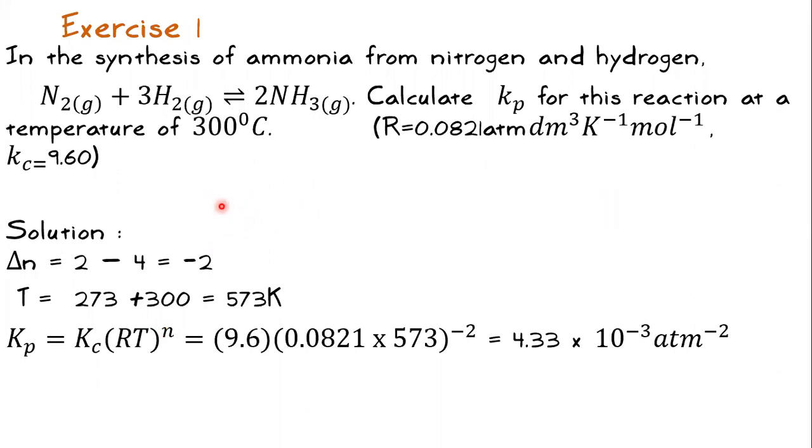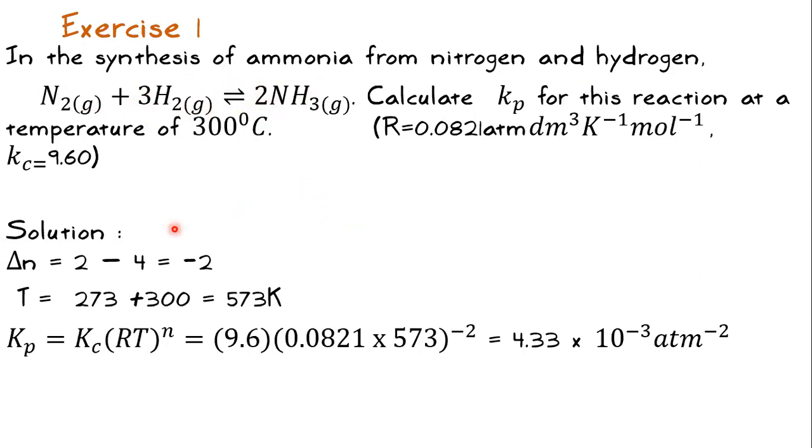So we first calculate the change in number of moles. We said it should be products minus the reactants. When we look at the number of moles at the product side, we have 2. Then the number of moles at the reactant side is 4. So this gives us 2 minus 4, giving us negative 2. Remember that the question was talking about the synthesis of ammonia from nitrogen and hydrogen, so it means we are looking at the forward direction, although the equation is at equilibrium.